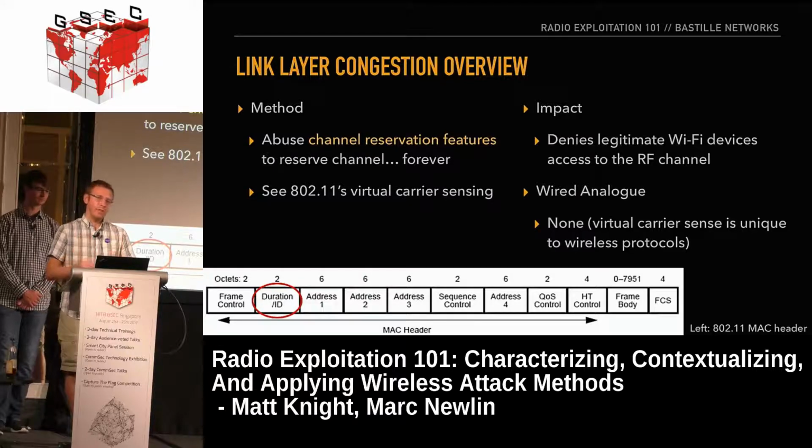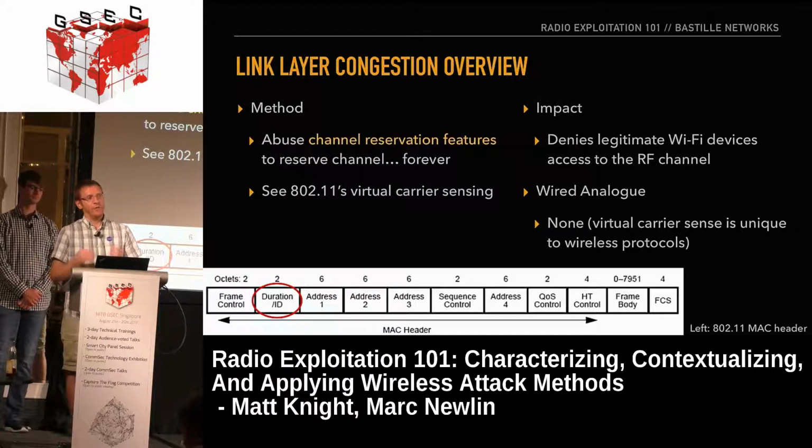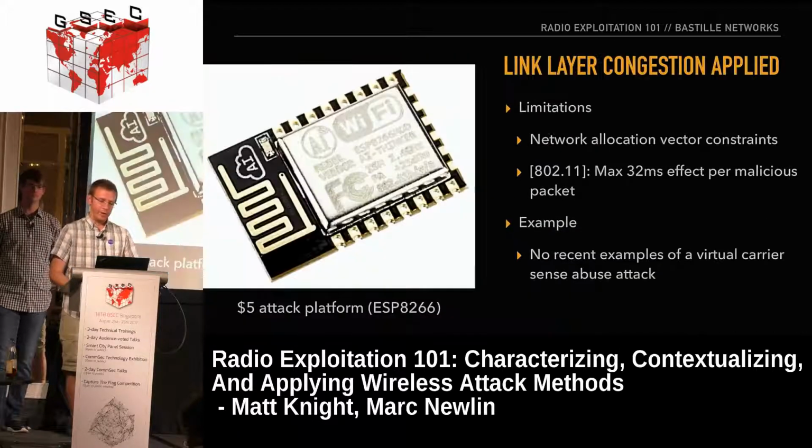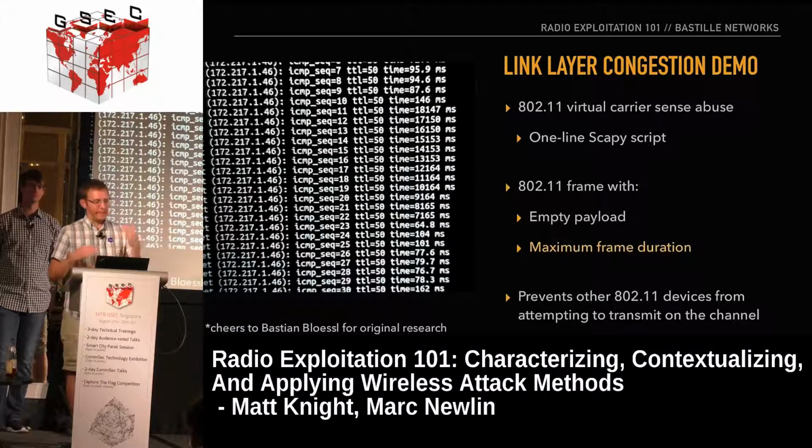We can actually take advantage of this by sending a 0-byte payload 802.11 packet with the duration field set to maximum. This allows us to transmit for a very short period of time, but trick other 802.11 devices into turning off for a longer period of time. And so with a single 0-byte payload packet, we can effectively jam the channel for 32 milliseconds. And you can implement this with an ESP8266 or really any other wireless or Wi-Fi device that allows you to transmit raw packets.